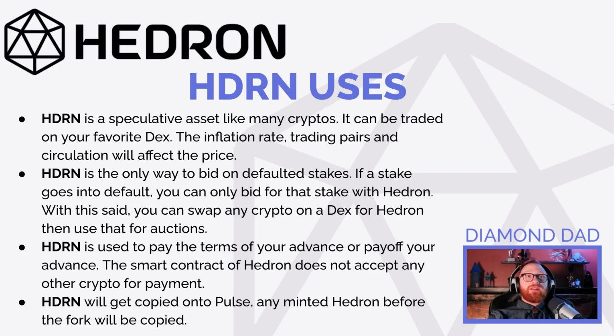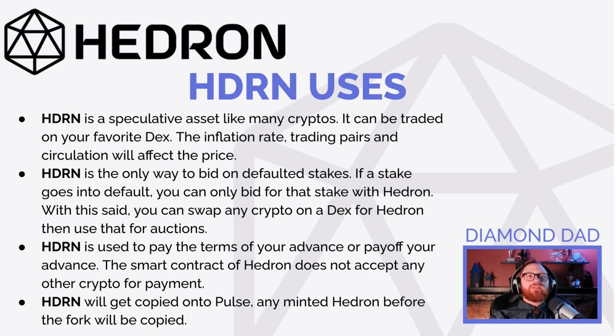Hedron is the only way to bid on defaulted stakes. Okay, we went over that earlier, but it's good to know. If a stake goes into default, you can only bid for that stake with Hedron. With this said, you can swap any crypto on a DEX for Hedron, then use that for auctions, if that makes sense. Maybe there's a stake going up for auction and you don't have any Hedron because you're not into that. You could go swap some USDC or whatever for Hedron and use that to bid on an expiring stake or a defaulted stake. And that's one of the ways that buy pressure might enter the market on the Hedron token itself. Hedron is used to pay the terms of your advance or pay off your advance.